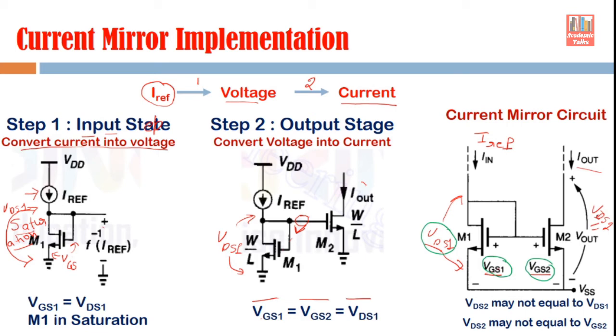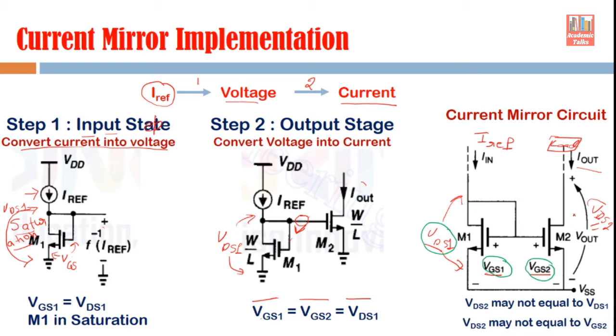Why? Because this VDS2 voltage will depend on your load. So what kind of load is connected here in this circuit? That load is going to decide how much voltage will appear here in this circuit. Because the current is fixed, if the load is changing, the voltage across the load will change, and if the voltage across the load changes, the voltage appearing across this M2 device will change. So the output voltage may change depending on the load, but the current is going to remain the same, and that is our requirement in a current source, right?